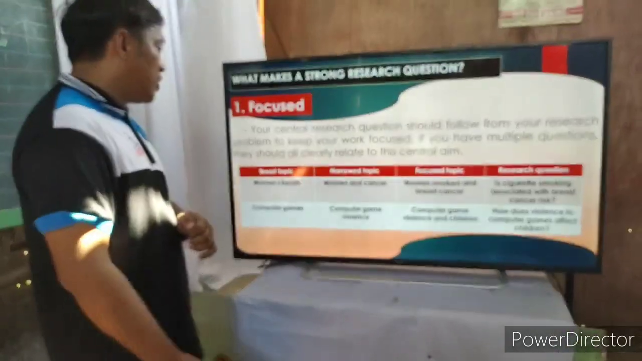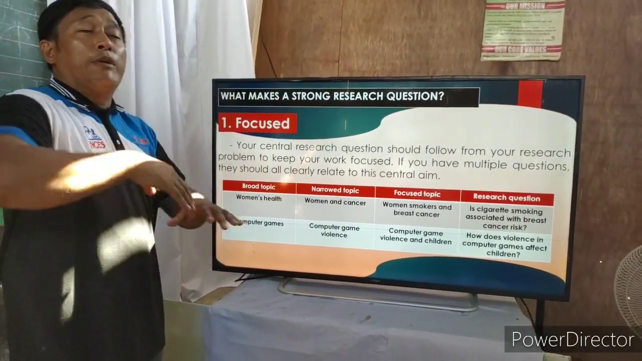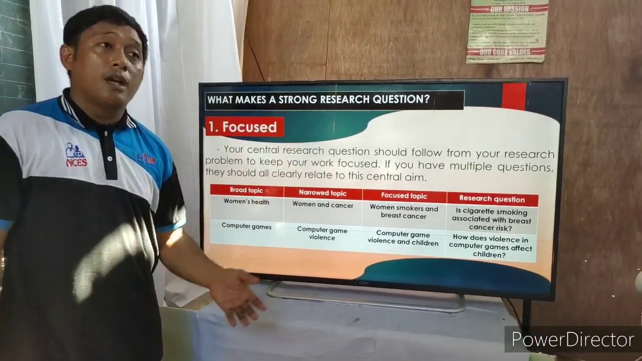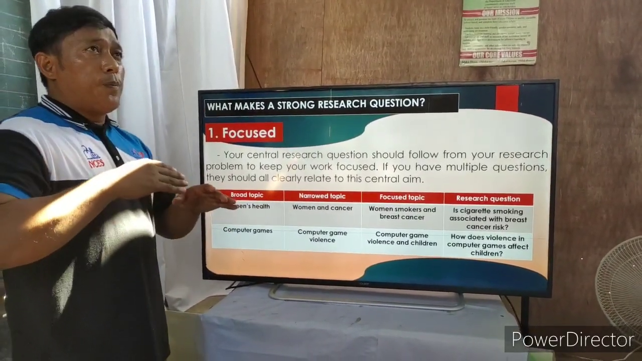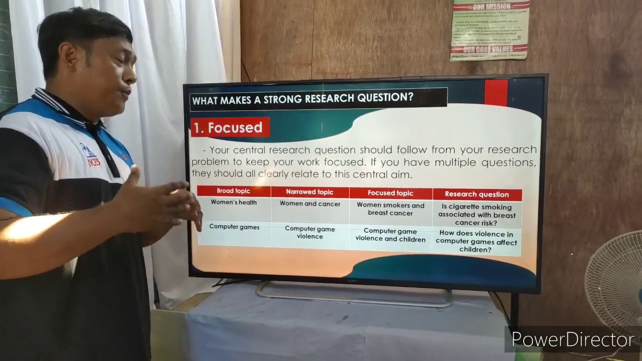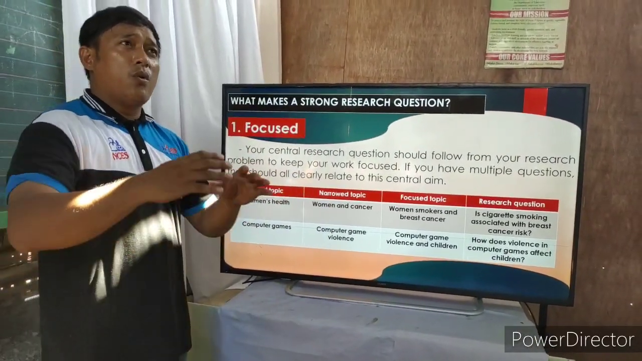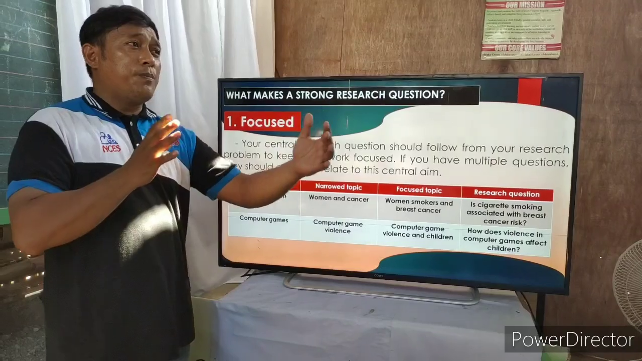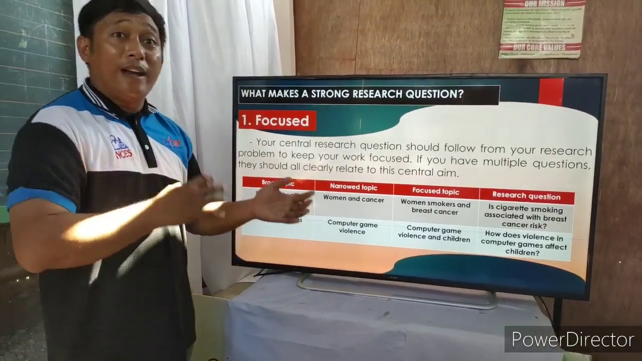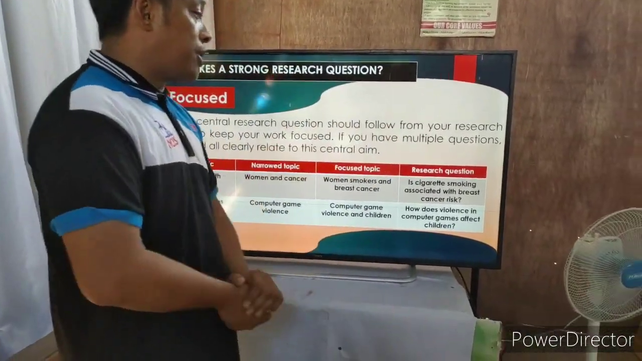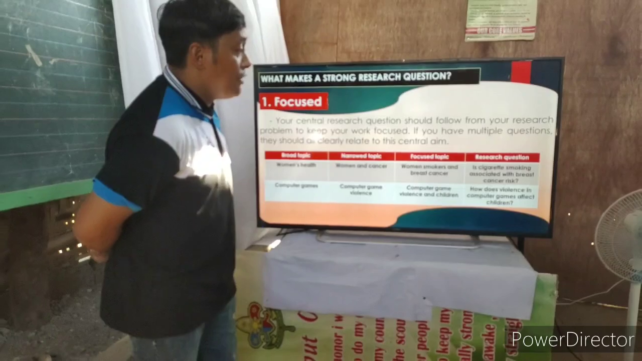For next, the computer games. Computer games, broad masyado, napakalawak ng computer games. Narrowed topic, pwede tayong mag-come up ng computer games against violence sa children sa panahon natin ngayon. So, violence, madami pa rin yan. Computer games, marami pa rin yan. So, focus topic, computer games, violence, and children. So, we must come up with a question kung gaano o ano ang epekto ng computer games sa violence sa mga kabataan. So, in the research question, we must ask a question like this: how does violence in computer games affect children?